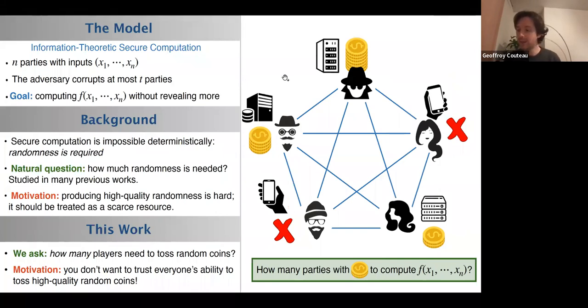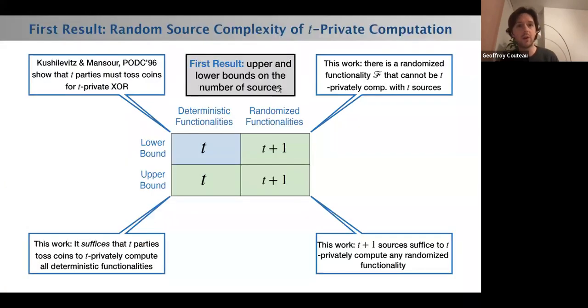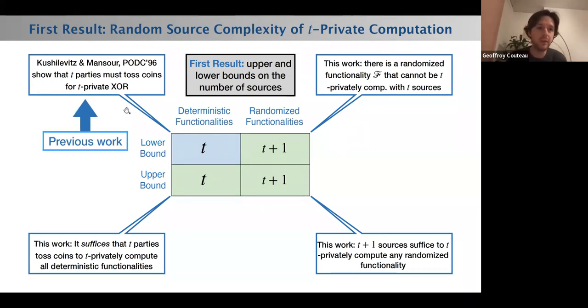And our main result is a complete characterization of what we call the random source complexity of T private computation, where T stands for the number of corrupted parties. So I'm giving you the picture here. What was known before was this result by Kushilevitz and Mansour from PODC 96, which shows that T parties need to have the ability to toss coins to be able to T privately compute some functions, and in particular the XOR function, where the parties want to obtain the XOR of all their inputs.